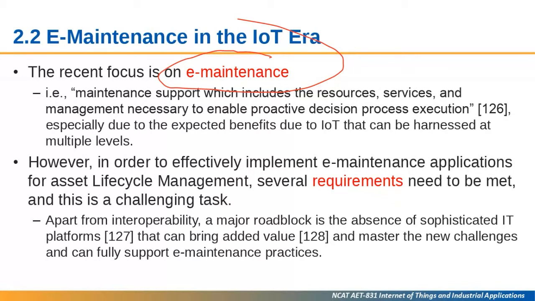So e-maintenance here means maintenance support which includes the resources, services, and management necessary to enable proactive decision process execution. The keyword here is proactive. We don't wait for the machine to go down to do something. Basically, we try to do something before it goes down. In order to effectively implement e-maintenance applications for asset life cycle management, several requirements need to be met, including interoperability, and we also need the IT platform to do that.